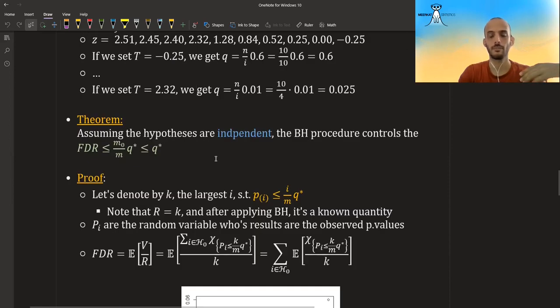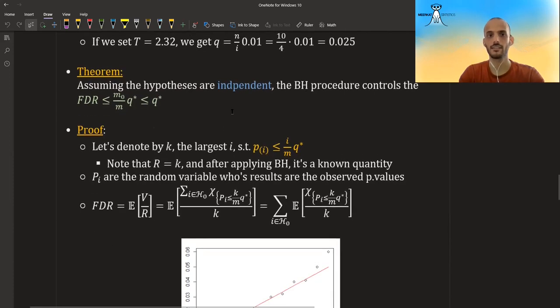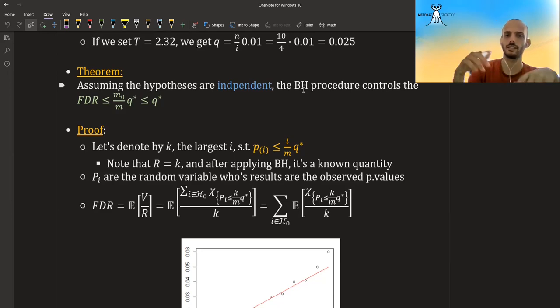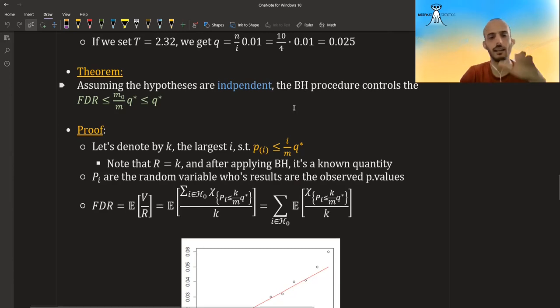Okay, so this was the procedure, and now let's prove that this procedure actually controls for the FDR. So we have to make one assumption. We are assuming that the hypotheses are independent. If you want to be a little bit nitpicking, then we are only assuming that the null hypotheses are independent, and that the whole null hypotheses are independent as a group from the non-null hypotheses. Yeah, but it doesn't matter.